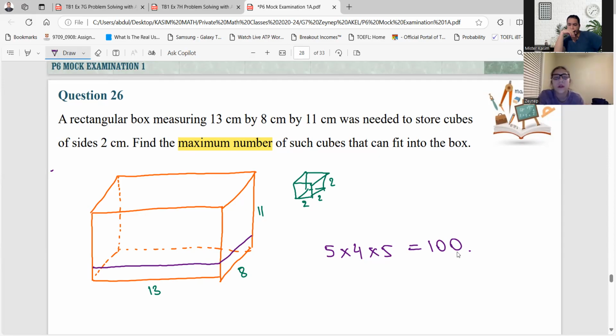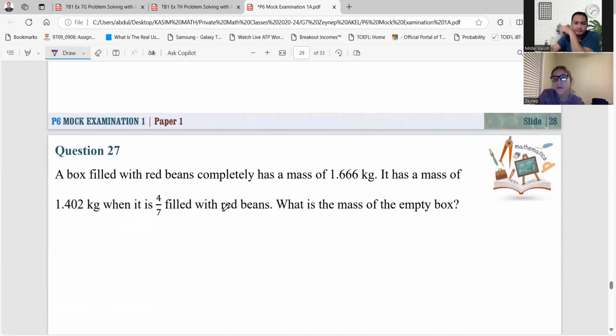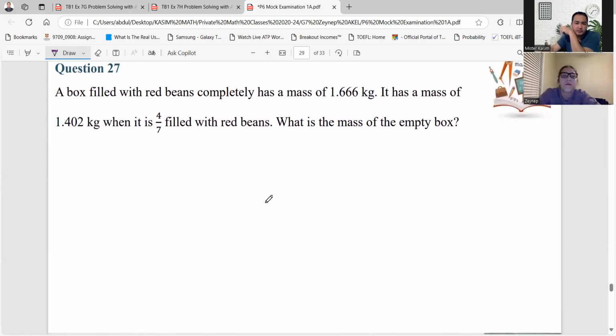So we can fit 100 boxes in the cube. Yeah, maximum. We cannot put more than 100 boxes into this because it doesn't fit. We have some empty space inside, but we cannot put any more boxes because of the size. Okay? All right. This was a beautiful question. Next question.